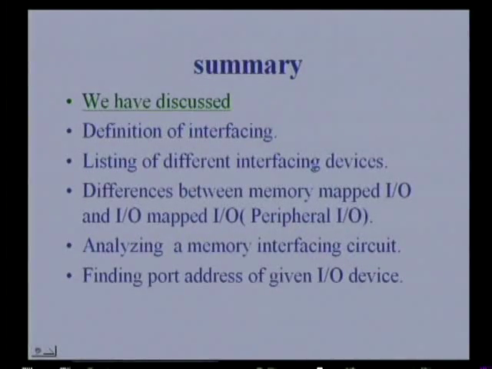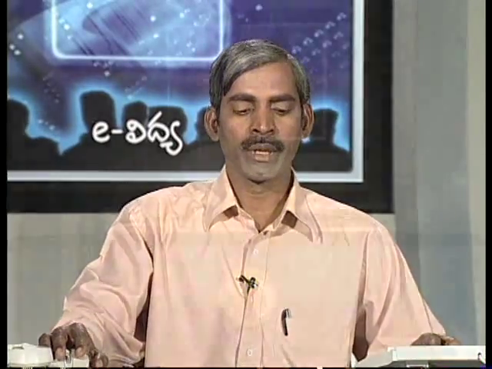So far we have discussed the definition of interfacing, listing of different interfacing devices, differences between memory mapped I/O and I/O mapped I/O, and analyzing a memory interfacing circuit. We saw some of the memory interfacing circuits with different addresses and finding the port address for a given I/O device. In the next class we will see DMA, that is direct memory access, and some of the applications of the microprocessor.